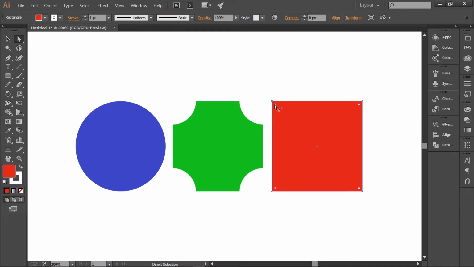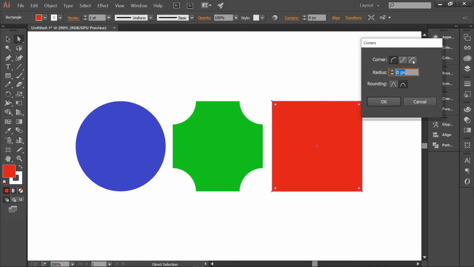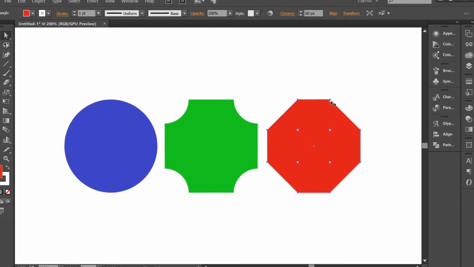And for the final one we have the chamfer, which is probably my favourite one. Again, if we increase the radius you can get this really hard beveled effect. You can do it with individual points as well, obviously.